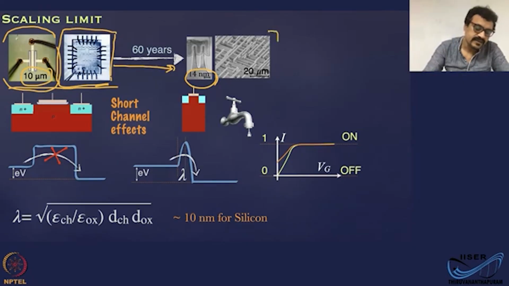This is a small portion of an integrated circuit which comprises the transistors and all the connecting lines and everything together. You can see how densely it is packed. Okay.